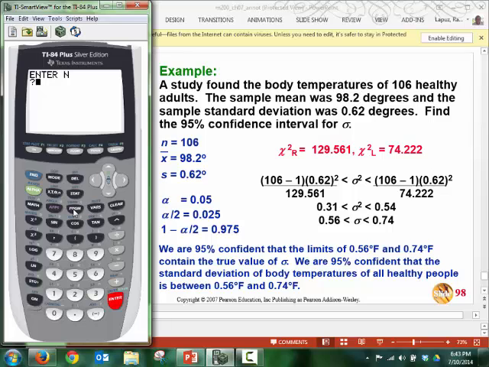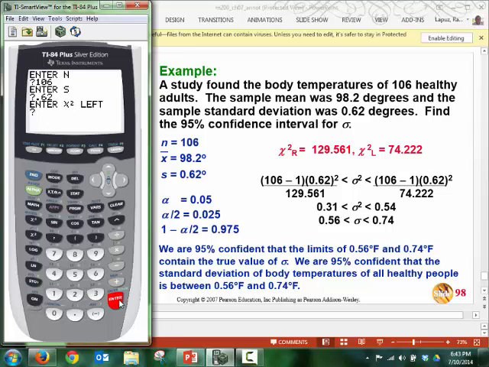Okay? So now that we're in the program, we're going to take a look at what they're asking for. They're asking for N. That's your sample size right here. It's 106, so let's type 106 in. Enter. The next thing they ask for is S. So somewhere along the line, you'll need to figure out what S is equal to. In this case, our S, our standard deviation for the sample, is 0.62. So let's type in 0.62. And then press enter.